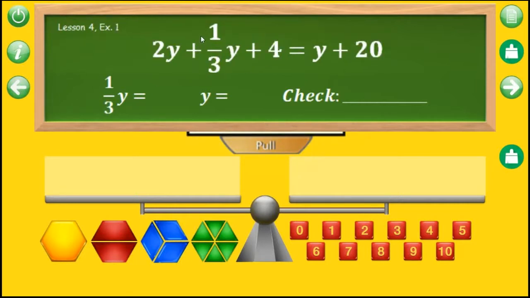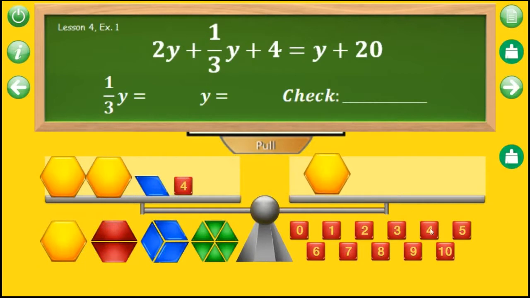So help me out. What do I need to set up on the scale? 2 yellows, 1 blue, and 4 cubes. And on the right side? A yellow and 20. Okay, legal moves, please.